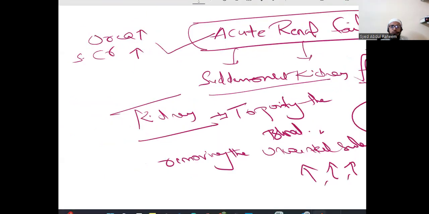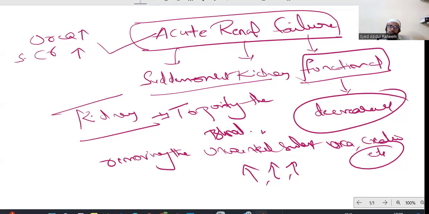So this is due to the failure of kidney function. The kidney separates the useful and unwanted substances, reabsorbs useful substances into the blood, and the unwanted, harmful substances are removed from the body with the help of the kidney. What happened now? The function is decreased, the purifying organ is not working, so the unwanted substances will increase in the blood.